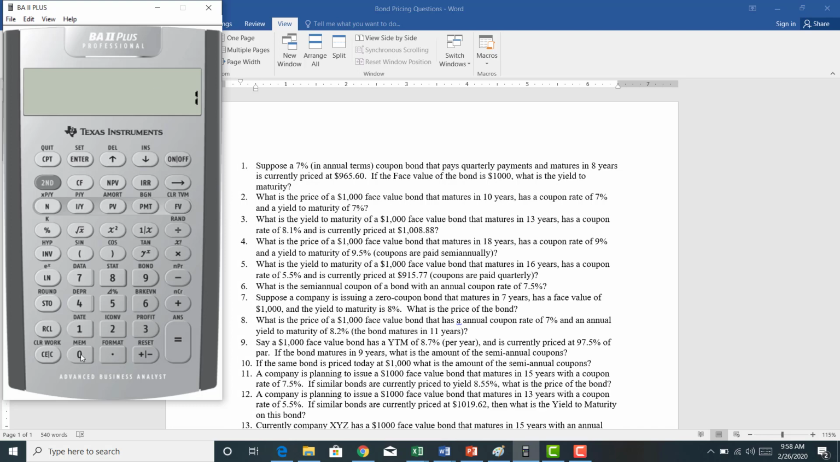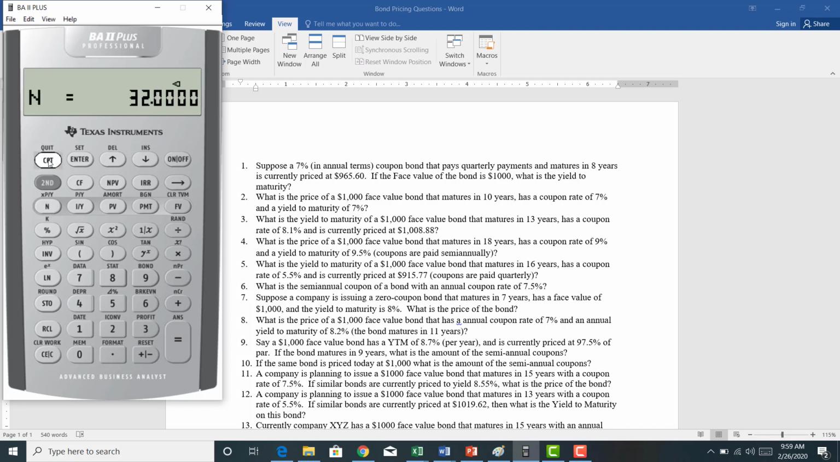Okay, so for problem 1, I have negative 1,000. Again, it's an outflow from the firm's perspective. Negative 1,000 face value. I have $70 coupon per year. Again, that's 7% of face value, so that's $70 per year. I'm going to divide that by 4 because the firm is paying quarterly payments. I'm going to put a negative sign in front of that because that's an outflow, and the bondholder will receive from the firm a $17.50 coupon every 3 months. Okay, the price of the bond is $965.60. Again, that's positive, an inflow to the firm. And we have 8 years to maturity. I have to multiply that by 4 to get the number of quarters in 8 years, which is 32.